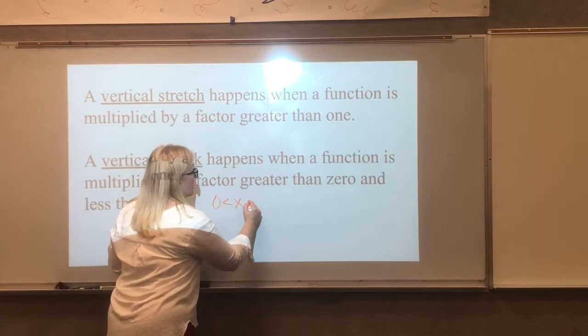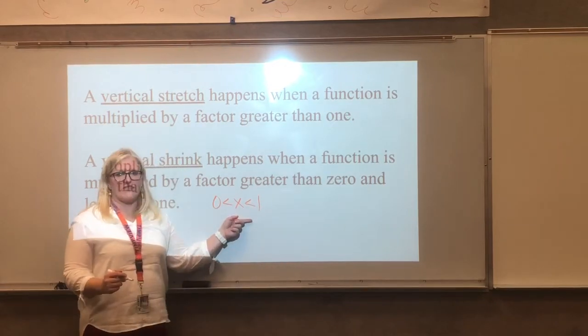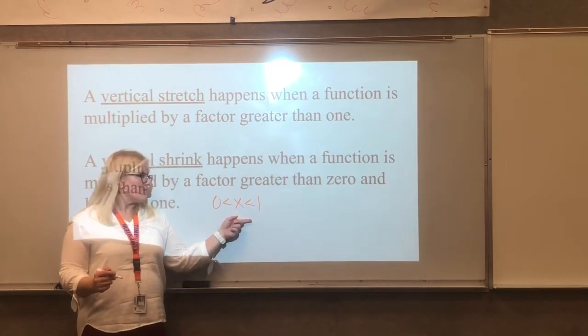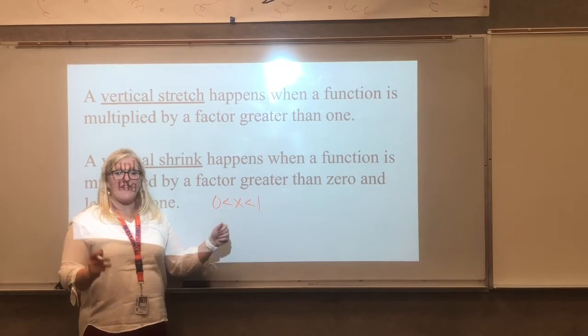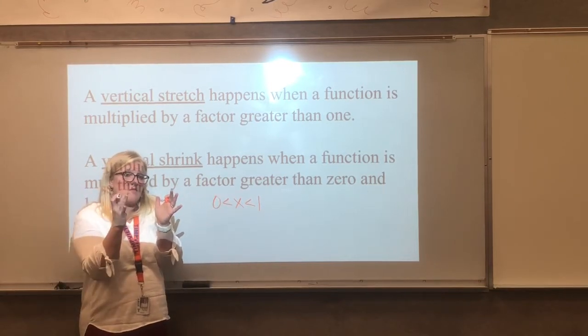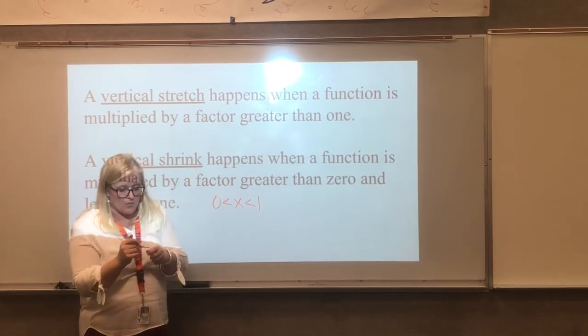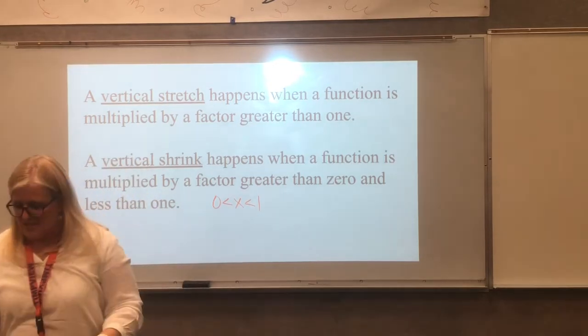Okay, so basically we have a fraction that's between 0 and 1. And that makes things shrink up if I multiply it by something between 0 and 1. So let's look at some examples.